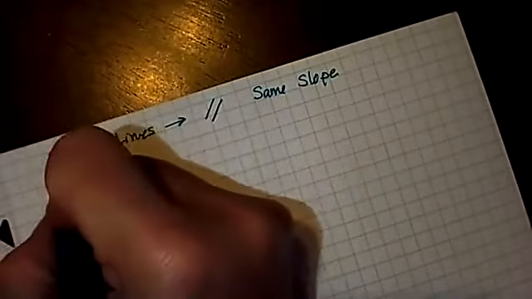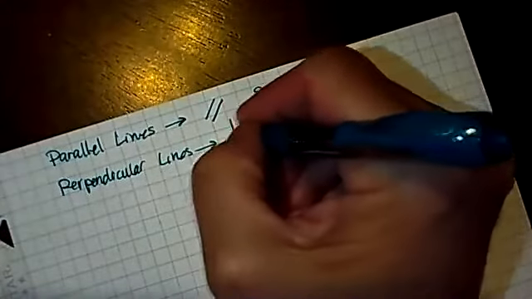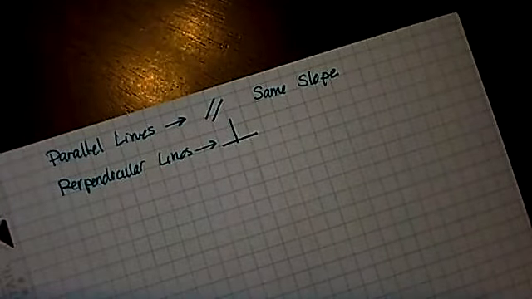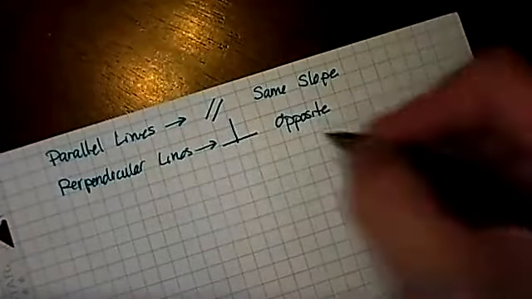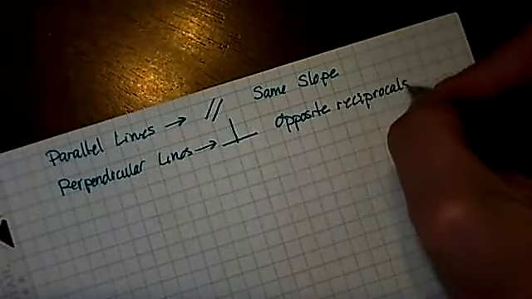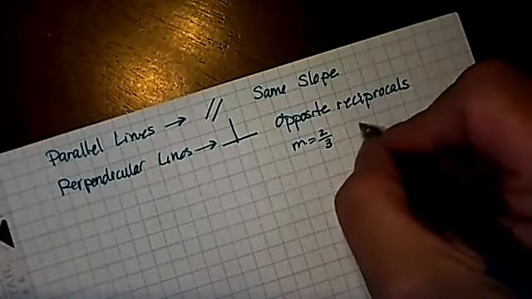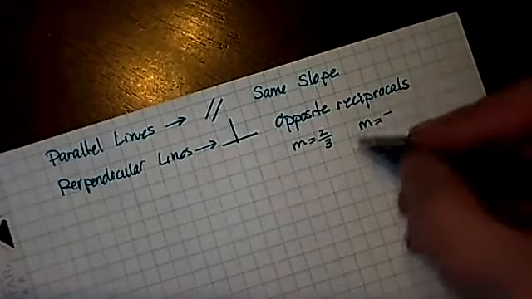If I want perpendicular lines, that means they're going to form a 90-degree angle, right? Perpendicular means that their slopes are opposite reciprocals. Opposite, meaning the sign is opposite. Reciprocal, meaning you flip it. So if my slope is 2/3, then my perpendicular slope is going to be the opposite sign, so it's going to be negative, and I'm going to flip the fraction.